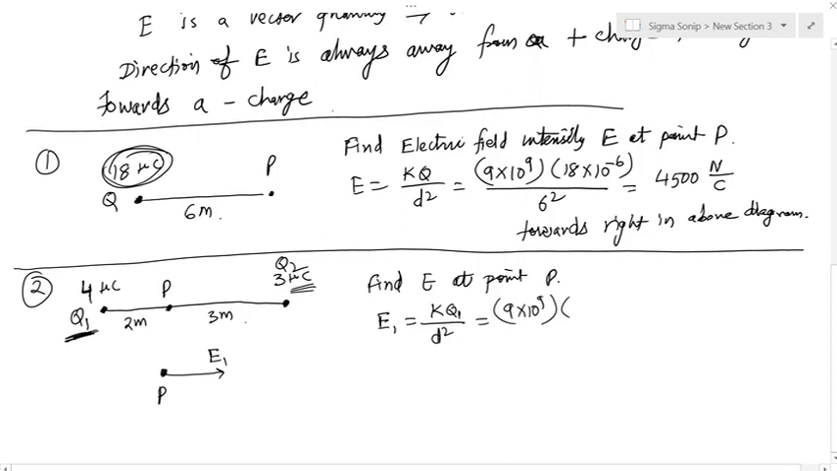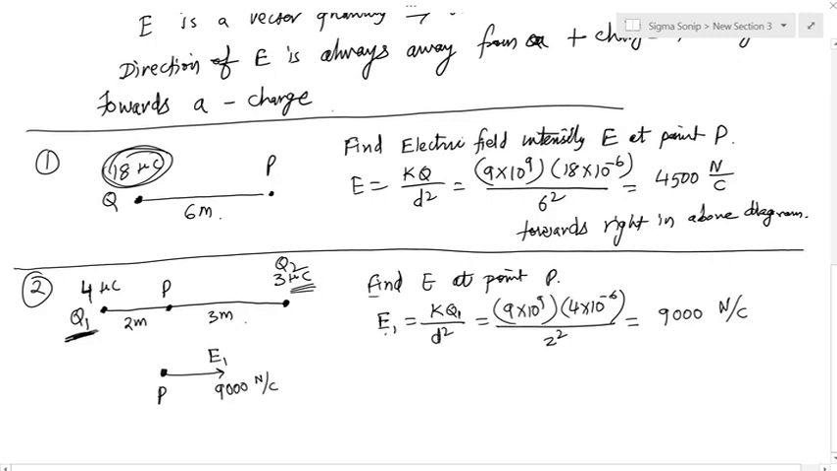Q1 is 4 times 10 to the power minus 6, and D squared is 2 squared, and that will give me a value of 9,000 Newton per coulomb. So this E1 is equal to 9,000 Newton per Coulomb.